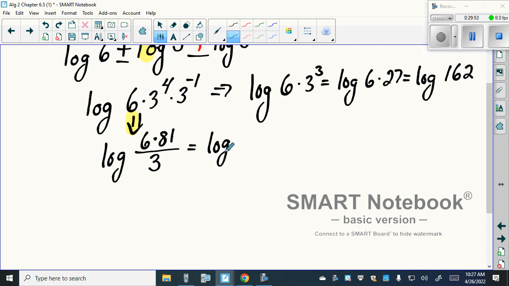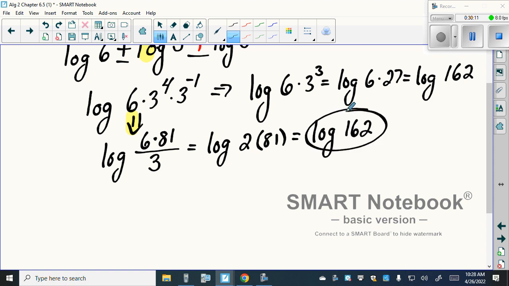Well, no matter how we want to do this, if we wanted to do 81 divided by 3 would give us 27. Or I could do 6 divided by 3, which is 2 times 81, which is log of 162. Either way we do this, we still get to the same answer. Questions on any of this here?